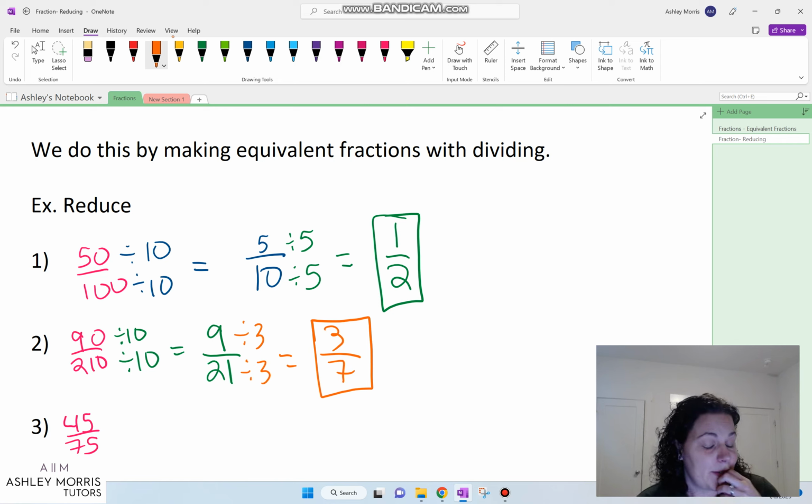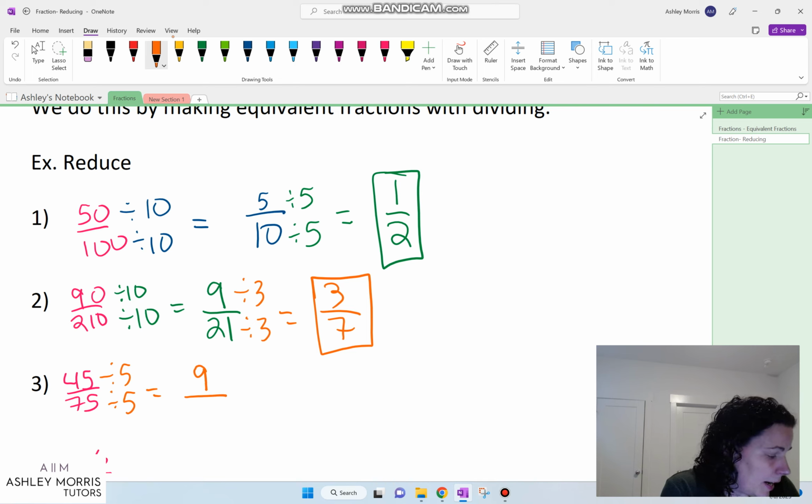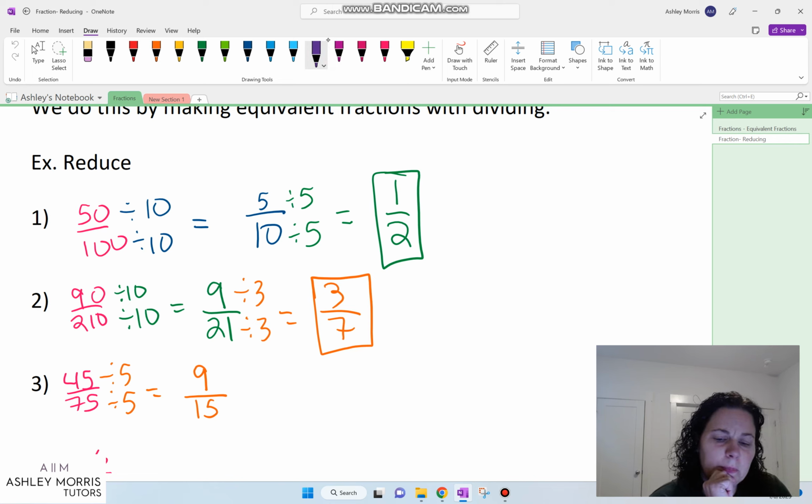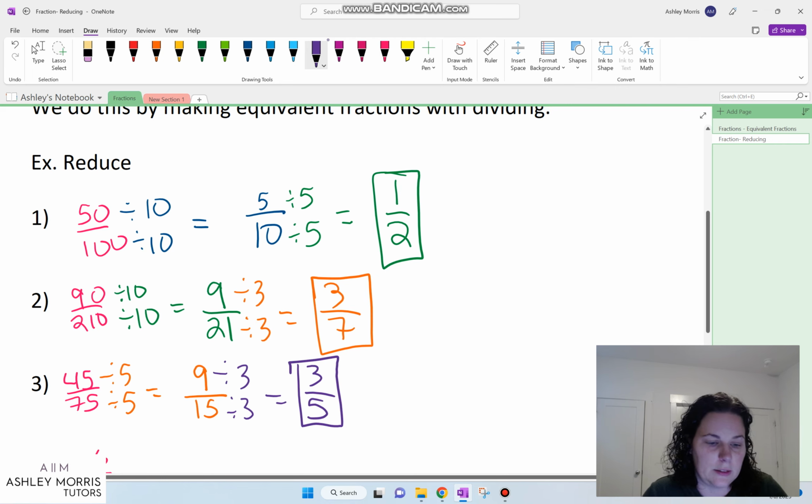And then 45 and 75. Let's see. I can divide those both by 5. They end in a 5, so they're divisible by 5. 45 divided by 5 is 9. 75 divided by 5 is 15. And then I look at that again. Those are both divisible by 3. 9 divided by 3 is 3. 15 divided by 3 is 5. And then we are done.